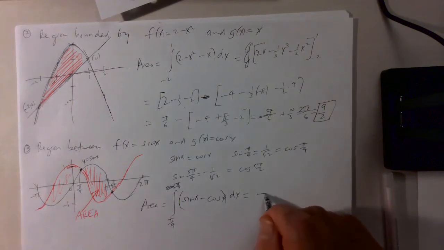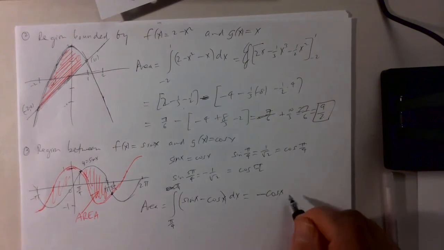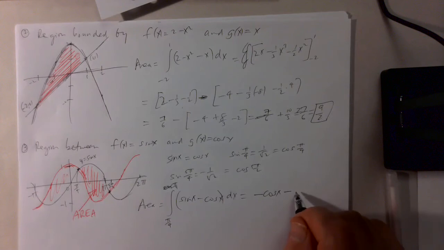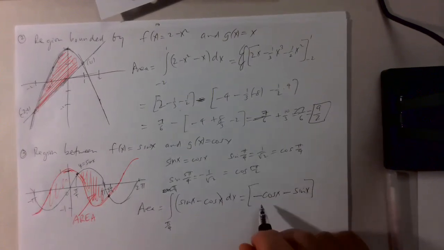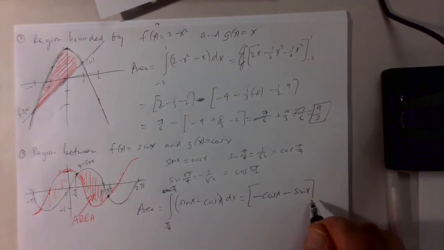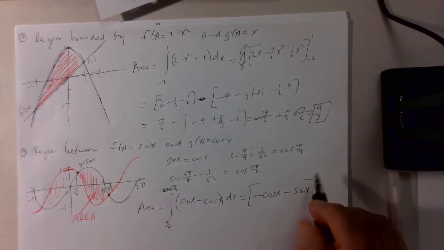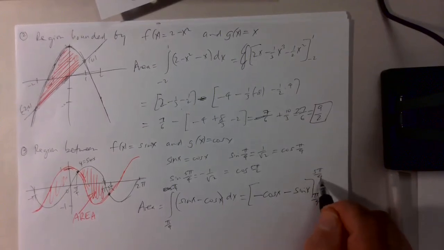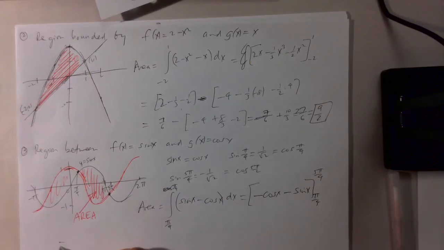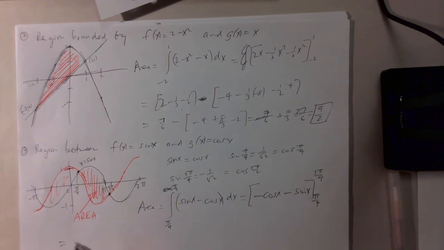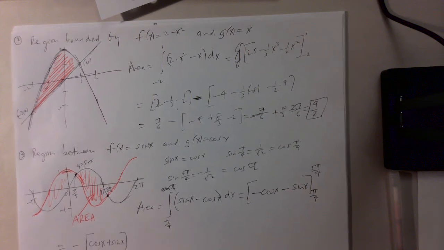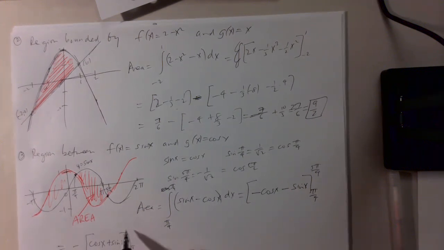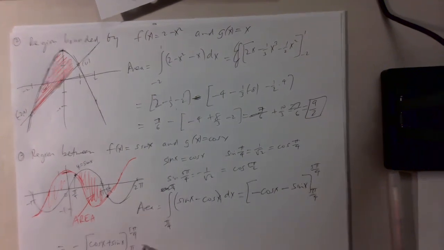The integral of the sine is minus the cosine, and the integral of the cosine is plus the sine. So we're integrating minus cosine x minus sine x from pi over 4 to 5 pi over 4. Or I can take out the minus sign, that's minus cosine x plus sine x from pi over 4 to 5 pi over 4.